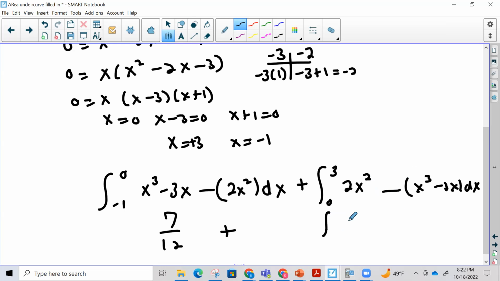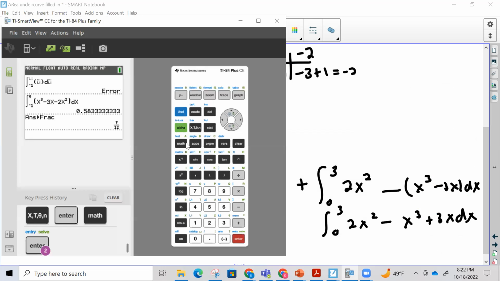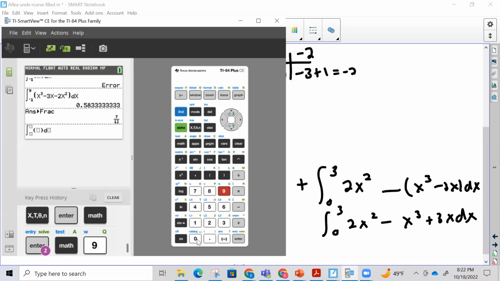You could do it like this. You don't have to simplify. But if you don't simplify, you need to make sure you put the parentheses. If not, you can distribute the negative and then type that in. You'll get the same answer either way. So math, number 9, this time we go from 0 to 3.